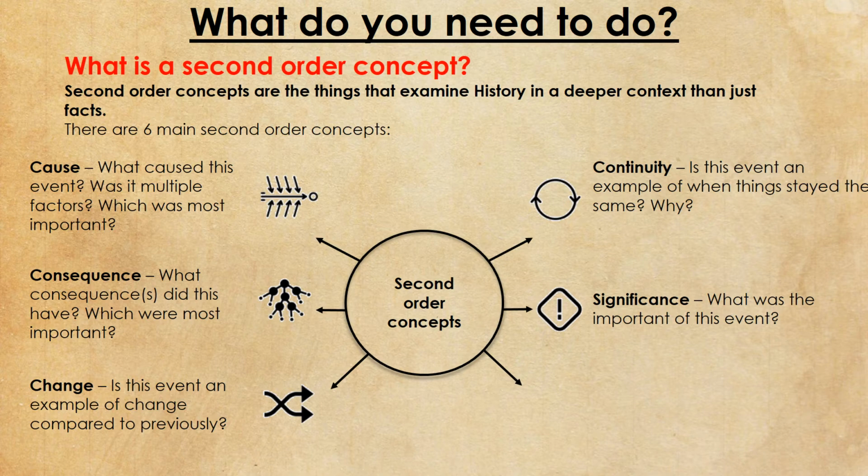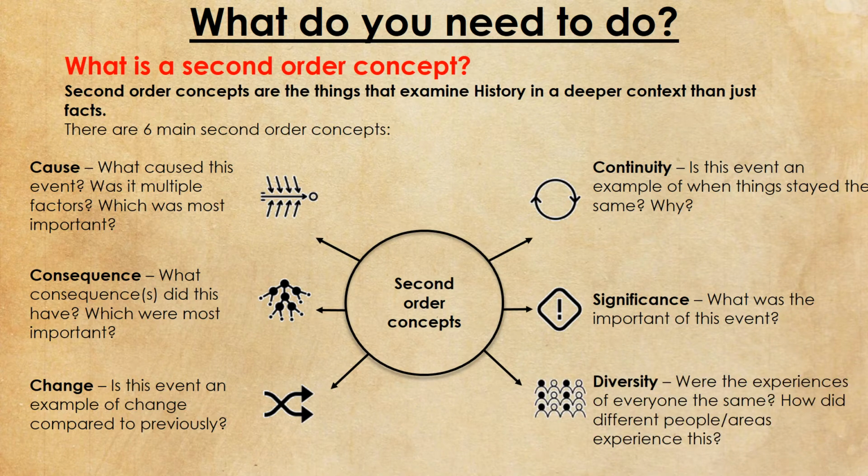You've then got significance. What was the importance of this particular event? Why do we as historians care about it? What does it tell us about this time period? And lastly, diversity. Were the experiences the same for everybody at this particular time? Are there different experiences for people in different social classes, or different ethnic backgrounds as we get into the more modern period? How did different people in different areas experience these changes or continuity?